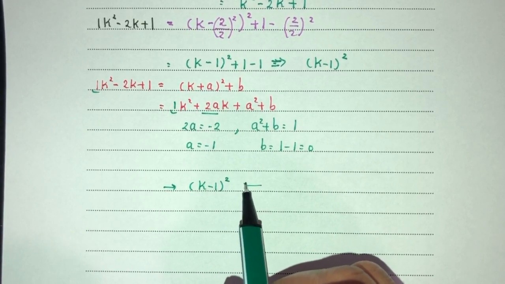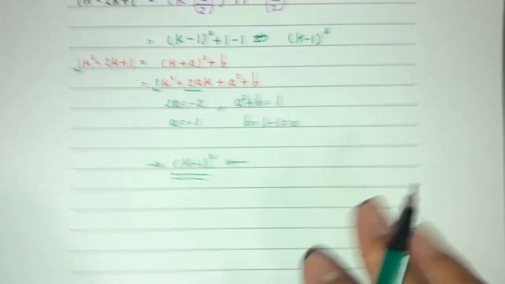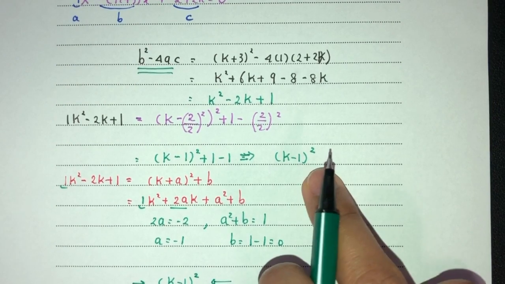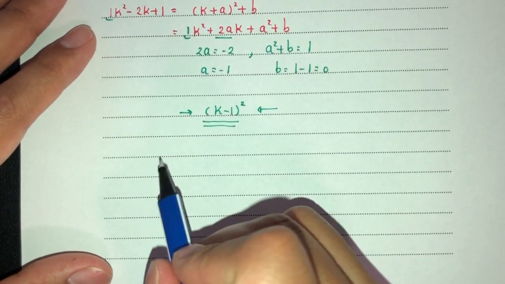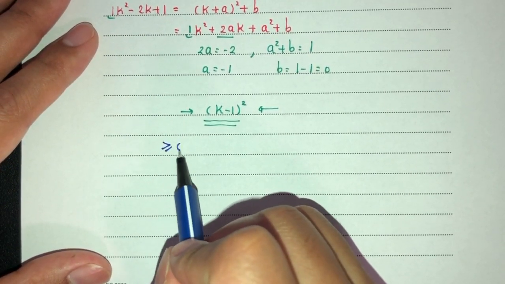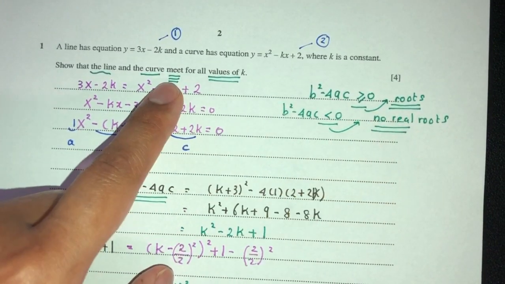So this is also the complete square form of this equation right here. These two methods give you the same value. Now obviously, the square of something can never be negative, so we confirm this is always going to be more than or equal to 0. Thus this confirms it will have roots. It means that it will have a solution. It means that they will meet for all values of k.